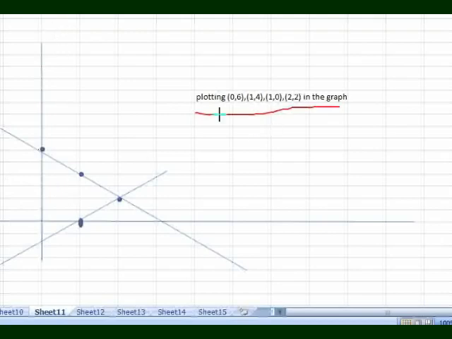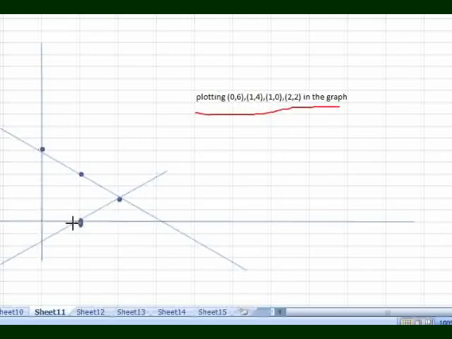Okay, so find out the point 0, 6. On the x-axis it is 0 and on the y-axis it is 6. So 1, 2, 3, 4, 5, 6. So this coordinate will be in this position. And next is 1, 4. On the x-axis it is 1 and on the y-axis it is 1, 2, 3, 4. So 1, 4 will be plotted in this position. Next 1, 0, that is on the x-axis it is 1 and on the y-axis it is 0. So 1, 0 will be placed in this position.